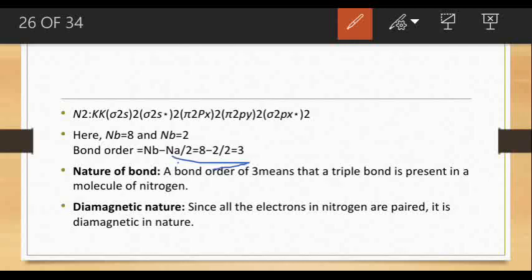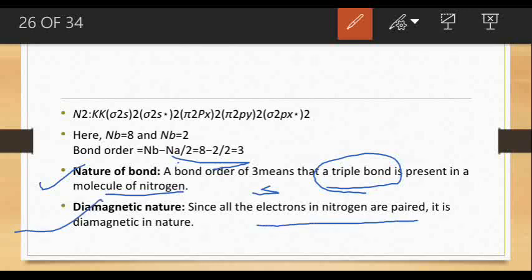Bond order equals NB minus NA by 2, which is 8 minus 2 by 2, equals 3. Nature of bond: bond order 3 means it has a triple bond present in the molecule of nitrogen. Diamagnetic nature: all electrons in nitrogen are paired, so it is diamagnetic.